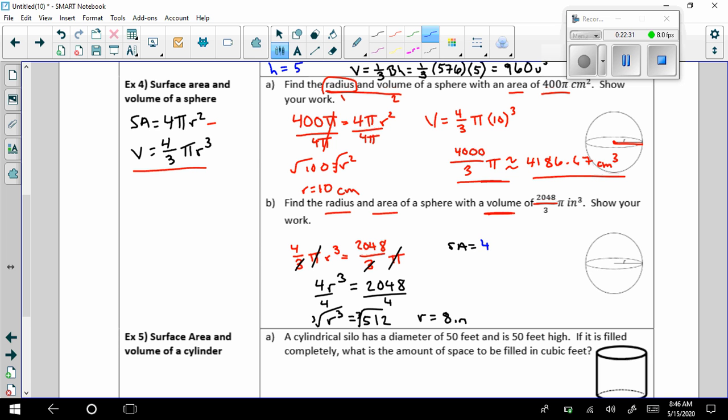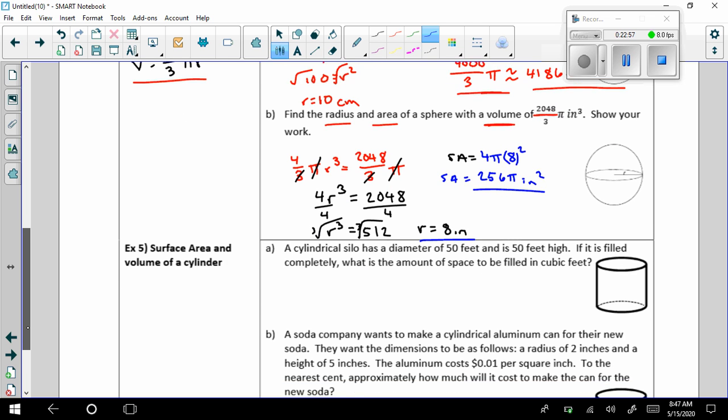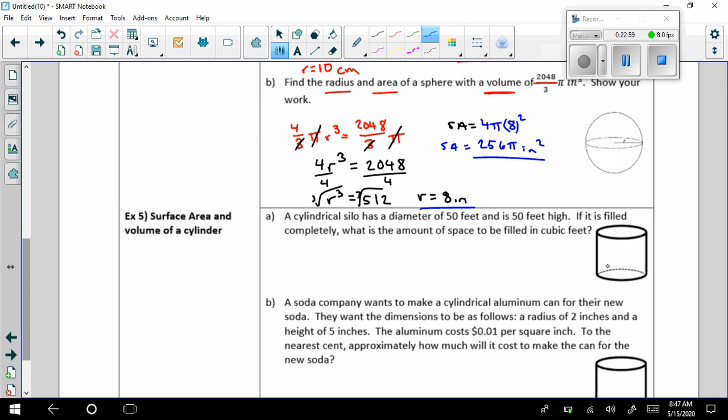And then the surface area, we can just plug that back into. We have 4 times pi times 8 squared. Make sure you follow order of operations here. 8 gets squared first. So essentially you're just going to do 64 times 4 and leave this in terms of pi. So 256 pi is your surface area. And that's inches squared. Okay. Cylinders, you just have to be careful. Is it asking for surface area or volume? And use your formulas for cylinder.